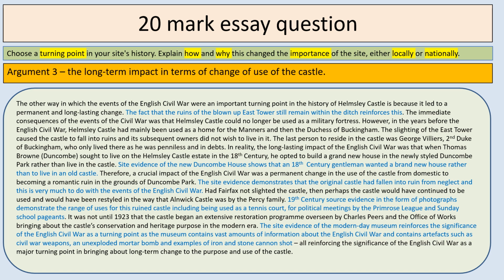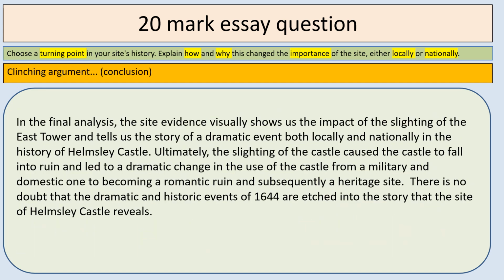Then argument 3 is about the long-term impact in terms of change of use of the castle. So you're thinking about what happened in the years after the English Civil War to really reflect on how this is the great turning point. When you think about turning point, it's a huge change in direction, and we could definitely say the English Civil War is that. You can have a quick clinching argument.